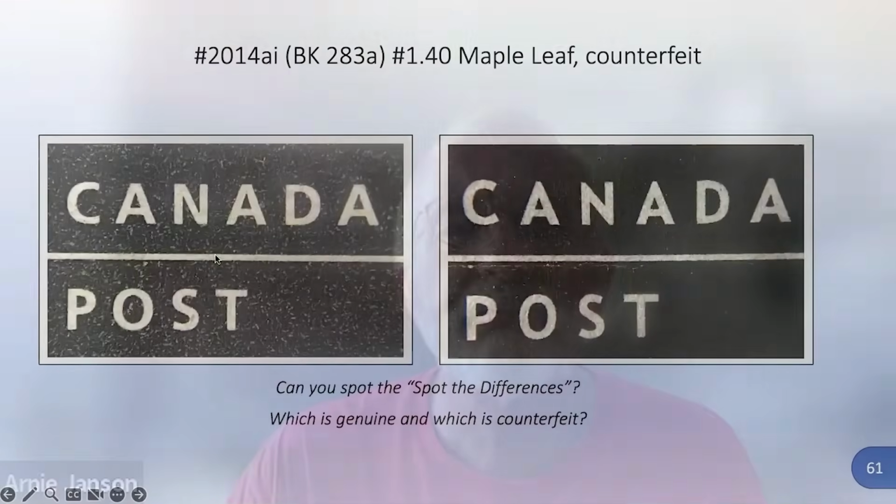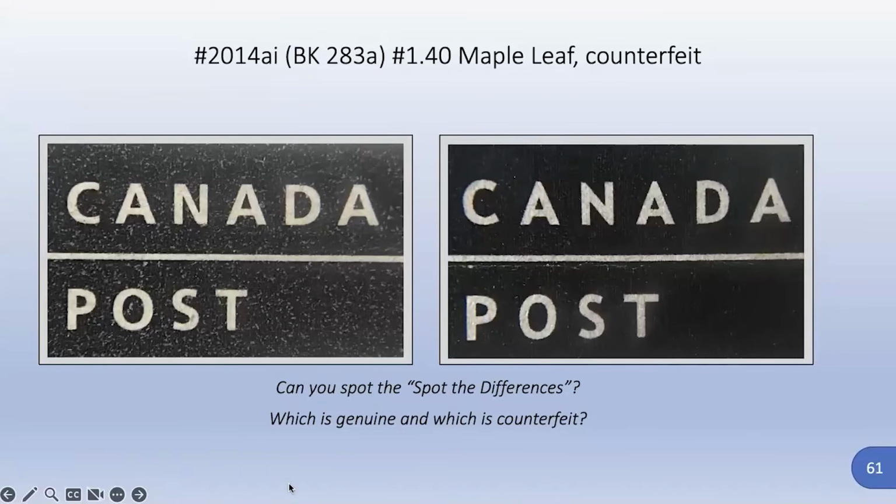But on these, how do you tell them apart though? How do you tell a counterfeit booklet from a genuine one? You're looking at the lettering on the Canada Post. It's a subtle difference. Which is genuine, which is counterfeit? Look at the ends of the C's and the tops of the letters. Canada Post is very particular about its brand, if you want to call it that, and how it produces its words. The one on the left is the genuine. The one on the right with the pointed letters is counterfeit. But it's a pretty subtle difference here.